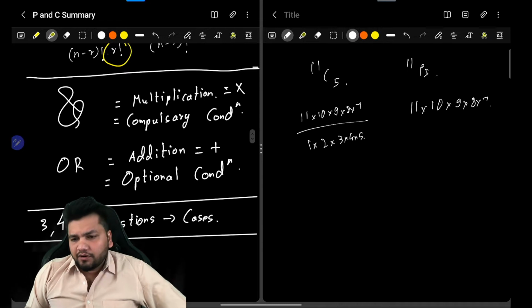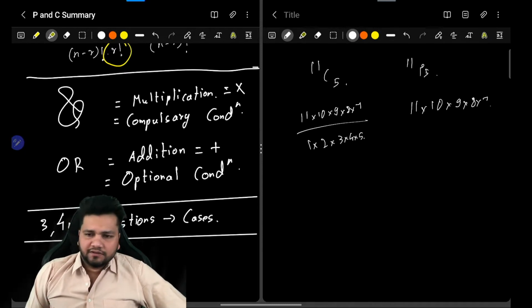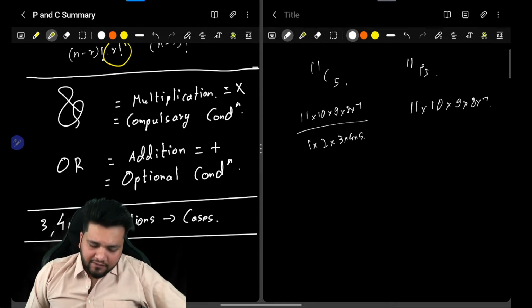And this is the most important part. There is nothing else in permutation and combination: whenever there is an AND condition, a compulsory condition, we will multiply. Whenever we have an optional condition, then we are going to add.